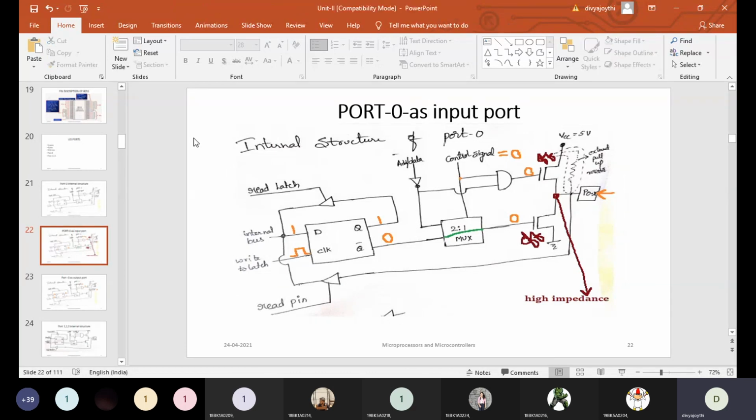So this is all about how port 0 can act as an input port. This is how port 0 can act as an input port. I hope you people understand this.